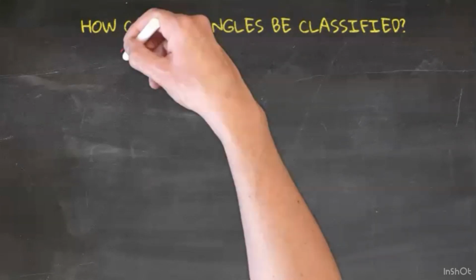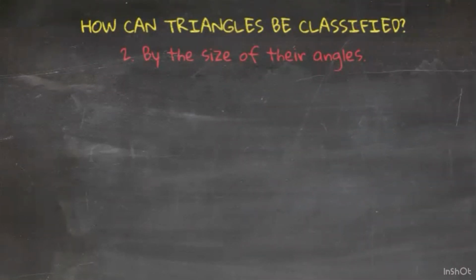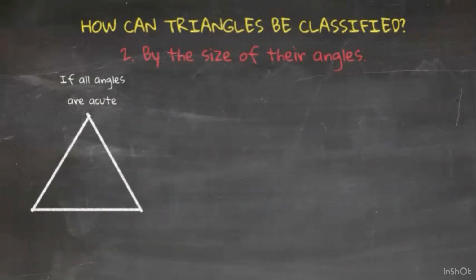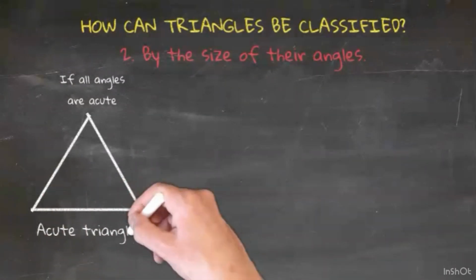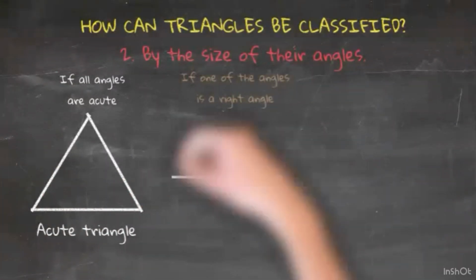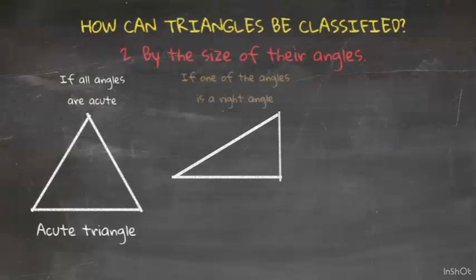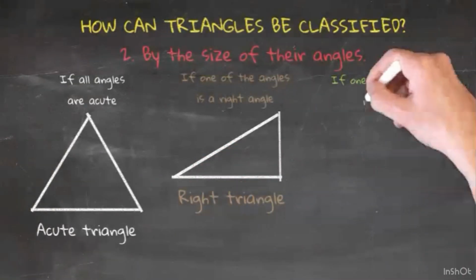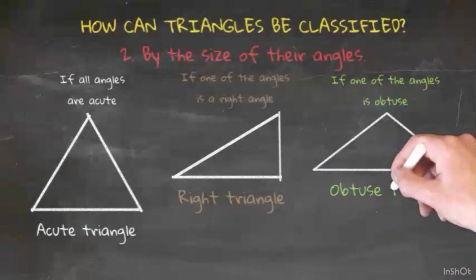Triangles can also be classified based on the sizes of their 3 angles. If all of their angles are acute, refer to episode 2 of this series to see what that means if you forgot, then it is an acute triangle. If one of the angles is a right angle, again, you can refer to episode 2 if you forgot what that means, it is a right triangle. Finally, if one of the angles is obtuse, then it is an obtuse triangle.